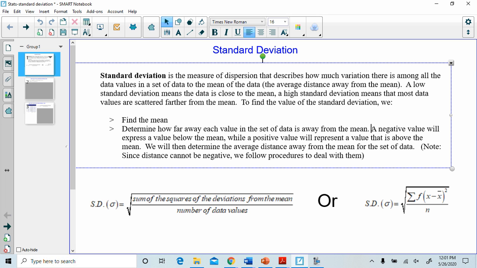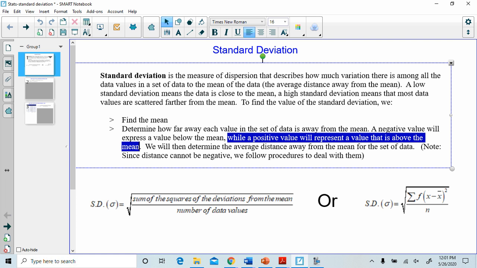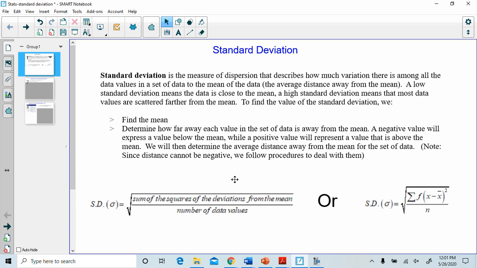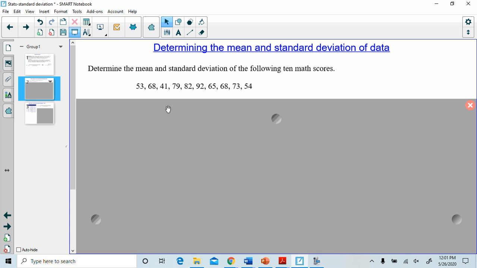So when we're working with values, if we get a negative value, this is going to tell you that the data you're looking at is below the mean. Whereas if you get a positive value, the data that you're looking at is above the mean. So we're going to be dealing with some positive and negative numbers, and we're going to square them so that everything that we're dealing with is positive.